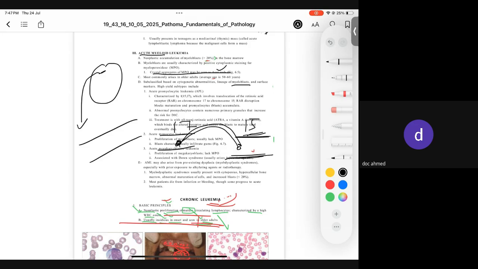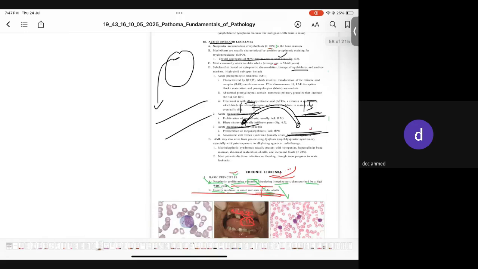So what is going to be the treatment option for them? Give them all-trans retinoic acid, vitamin A. As you are giving vitamin A, they'll be converting into the mature state. In this way, you can just treat them. Okay, really important. Is it clear? Acute promyelocytic leukemia. Let me just tell you again.